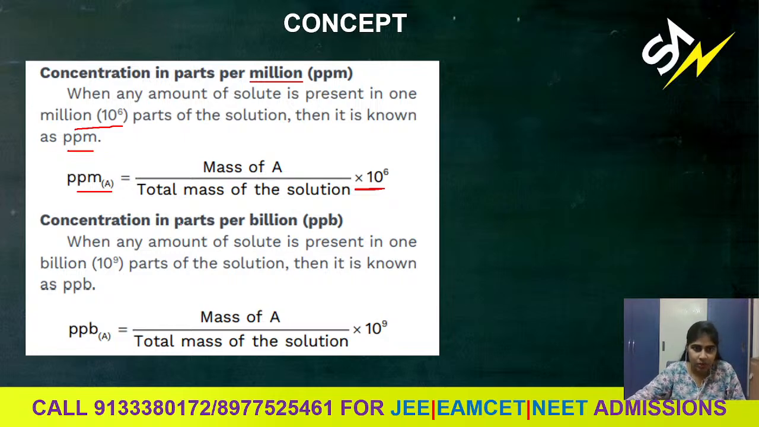Similarly, we can also see concentration in parts per billion. It means how much amount of the solute is present in 10 to the power of 9, that is a billion parts of the solution, then it is known as parts per billion. It is given by the formula: ppb, that is parts per billion, is equal to mass of A by total mass of the solution into 10 to the power of 9. So this is parts per billion.